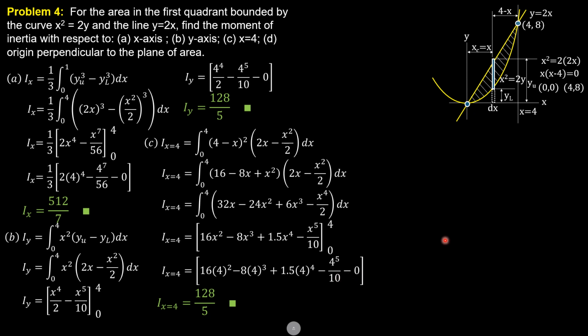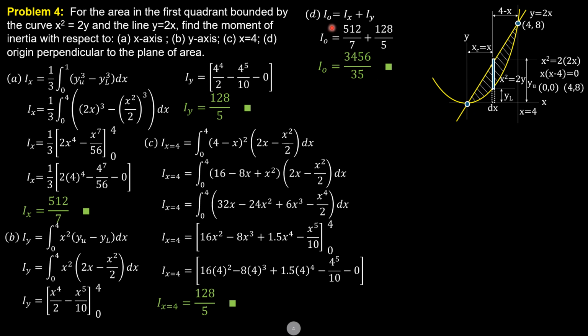Then lastly, with respect to the line through the origin perpendicular to the plane of the area, it is IO, and IO is simply IX plus IY. That's the sum of IX plus IY, and we already evaluated IX and IY. So combine 512 over 7 plus 128 over 5 equals 3456 over 35.